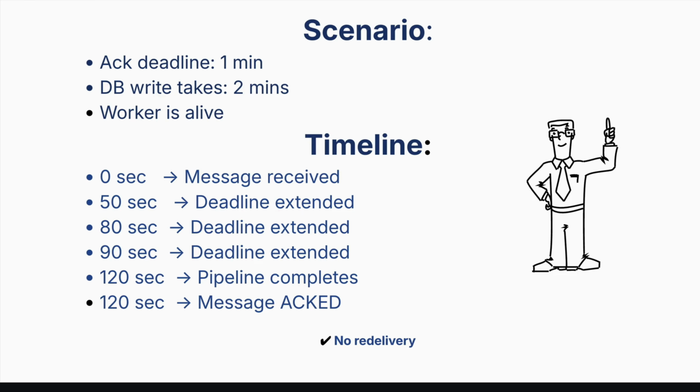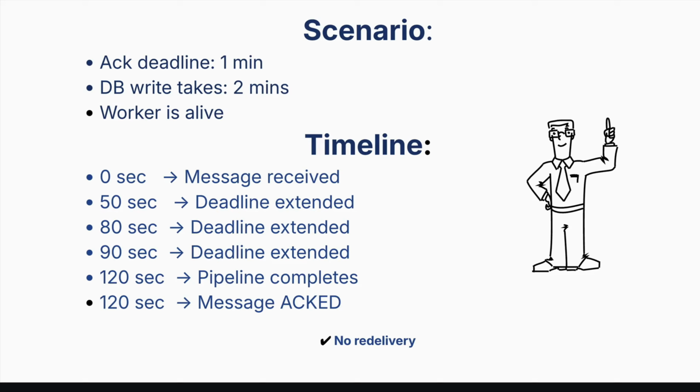So how does the scenario look? Let's walk through a concrete example. The ACK deadline is 1 minute, but the database write takes 2 minutes. The worker is still alive. So at around the 50th second, Dataflow extends the ACK deadline. At around the 80th second, Dataflow again extends the deadline. At around the 90th second, Dataflow again extends the deadline, and at around the 120th second, which is exactly 2 minutes, the pipeline completes and the message gets ACKed. So when the entire pipeline finishes successfully at 2 minutes, only then does Dataflow acknowledge the message. In this case, there is no redelivery.